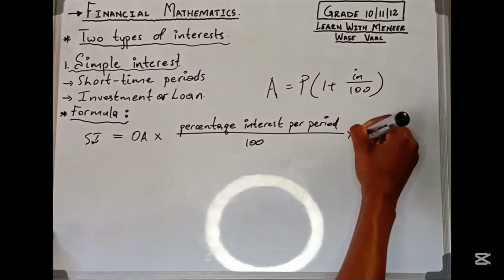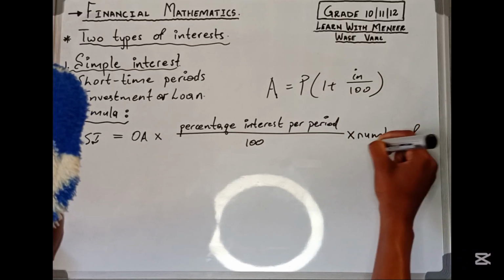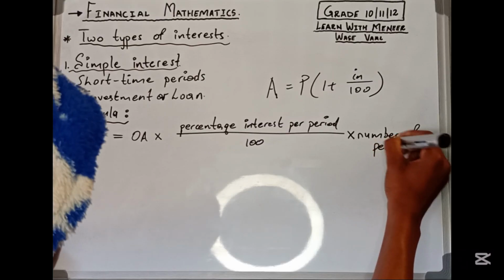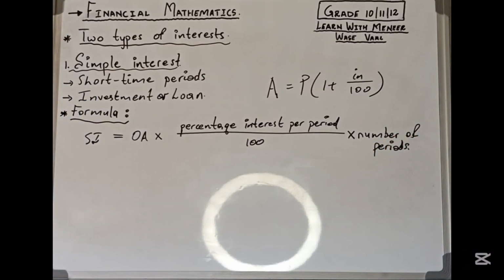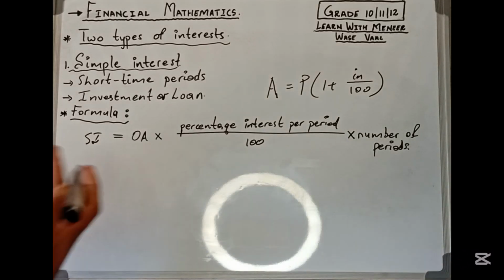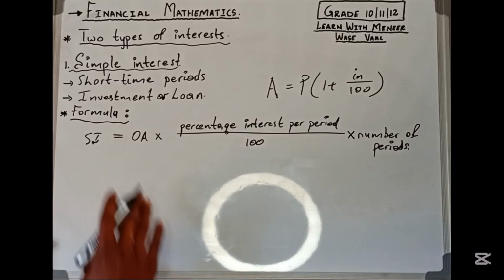Multiplied by what again? Number of periods. This is how simply we calculate the simple interest. Remember, we haven't calculated the final amount of the investment or the loan. We are just using the formula for simple interest. Are we fine? Okay, now guys, bear in mind, I want you to know this.